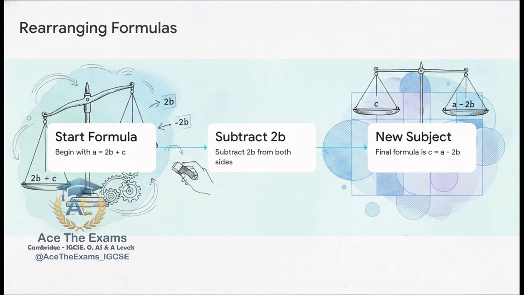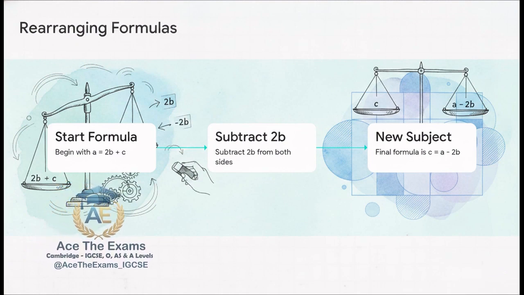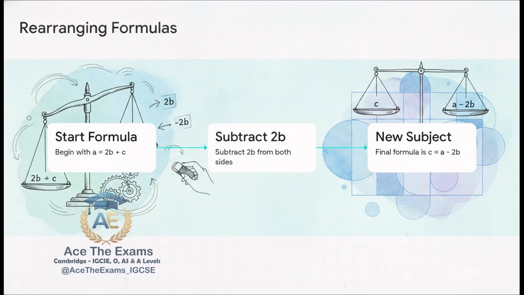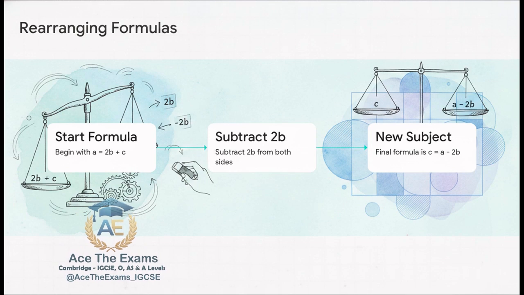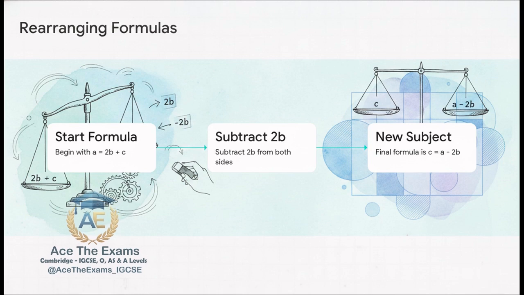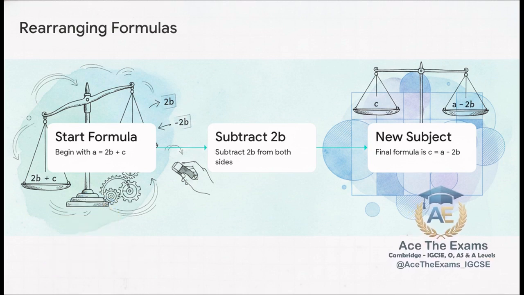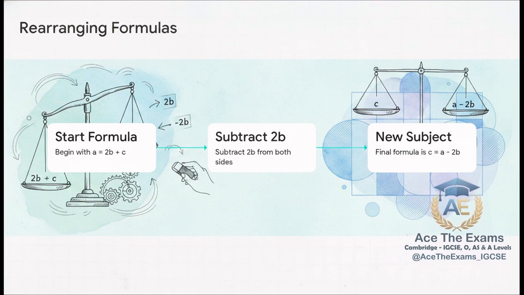To make C the new subject in A equals 2B plus C, we've got to get that 2B completely out of the way. And we do this by carefully performing the exact same operation to both sides of the equal sign. In this case, we subtract 2B from both sides. That logically shifts the formula around. We end up with A minus 2B equals C, which is of course the exact same thing as saying C equals A minus 2B. See what we did? We made C the subject without breaking the fundamental mathematical truth of the equation.